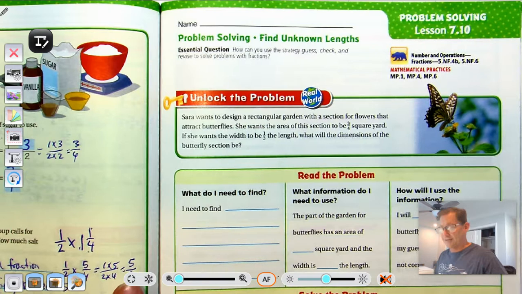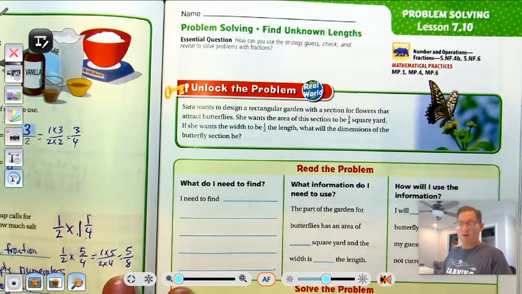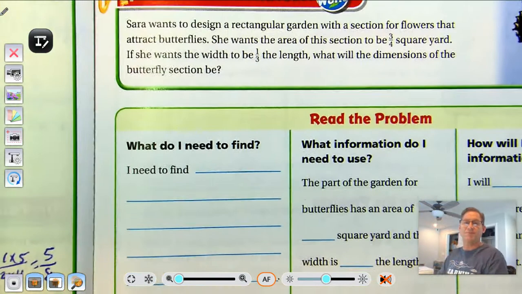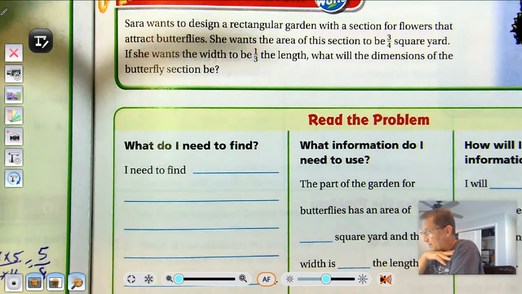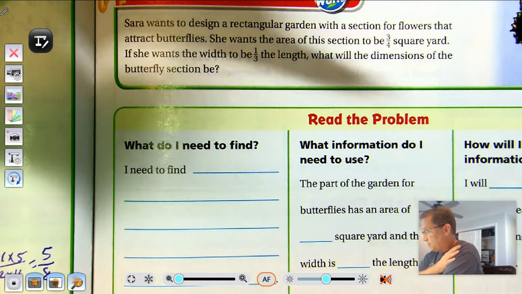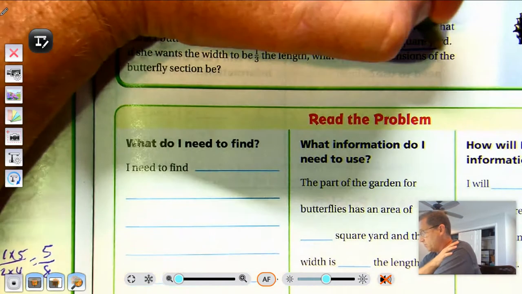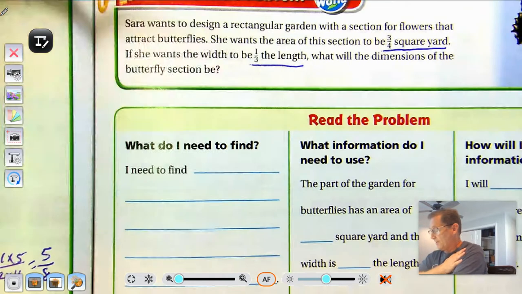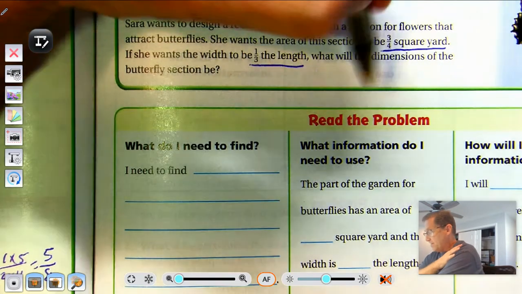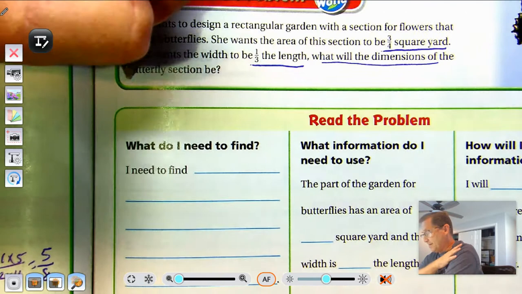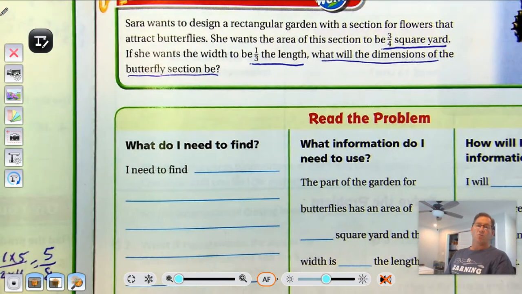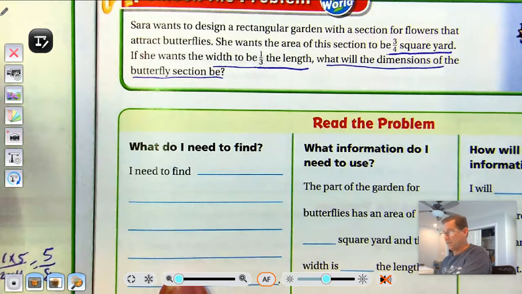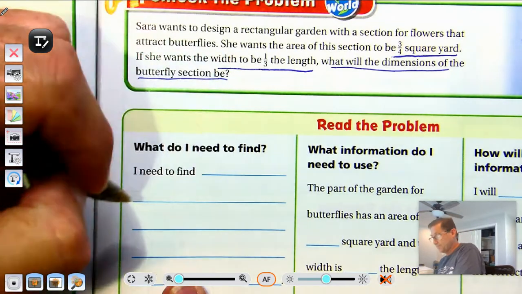So, let's look at the Unlock the Problem. Sarah wants to design a rectangular garden with a section for flowers that attract butterflies. She wants the area of this section to be 3/4 square yard. If she wants the width to be 1/3 the length, what will the dimensions of the butterfly section be? All right, so what do we need to find? We need to find the dimensions of the butterfly garden.